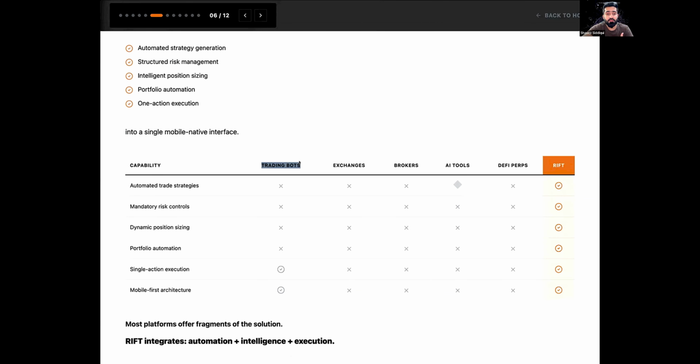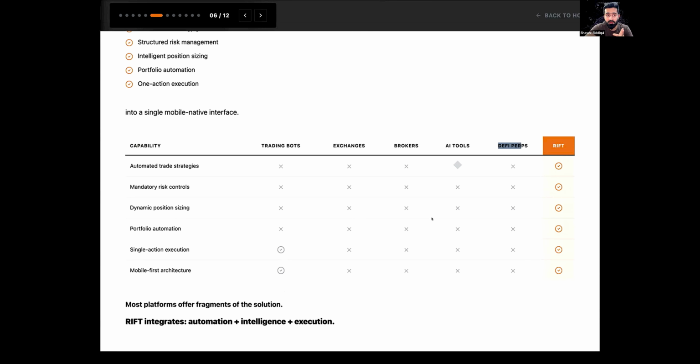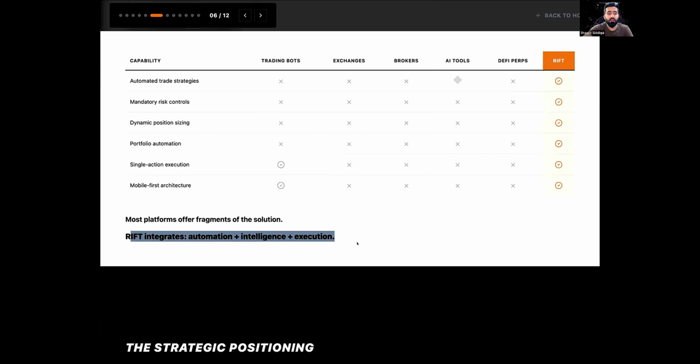If we compare it to trading bots, exchanges, brokers, AI tools, and DeFi perps, we will find everything in Rift. The functionalities and capabilities in the market are scattered across different tools. And that is the core reason why retail traders lose money, because there are 10 different platforms they refer to. So Rift integrates automation, intelligence, and execution under the same roof.